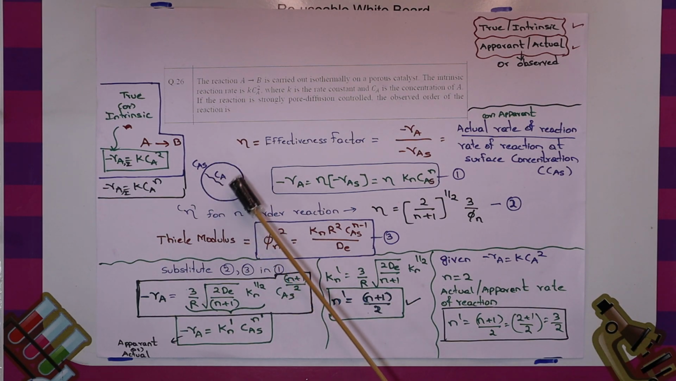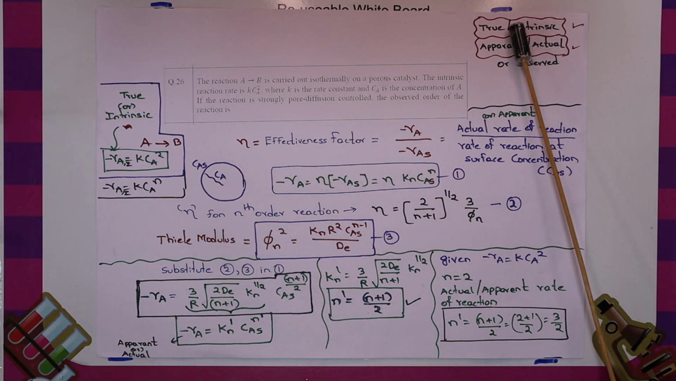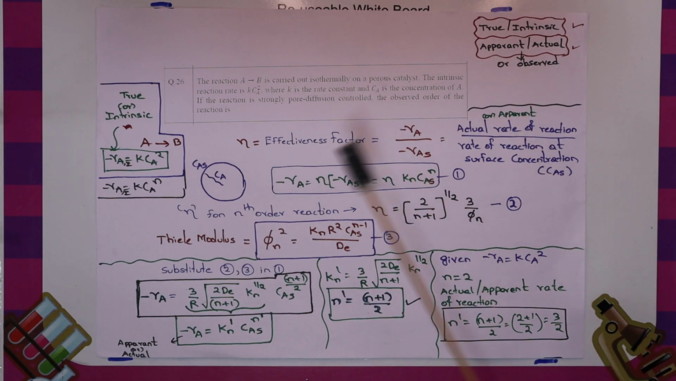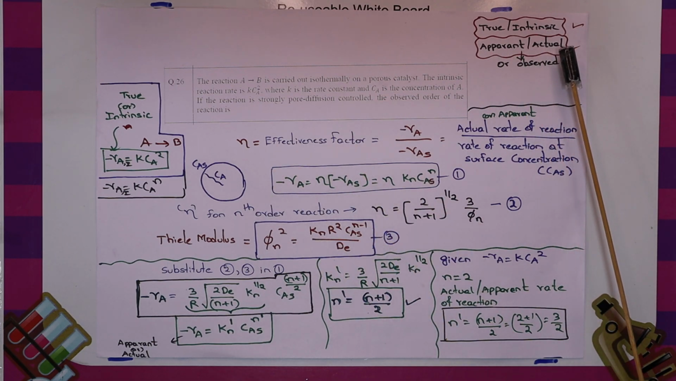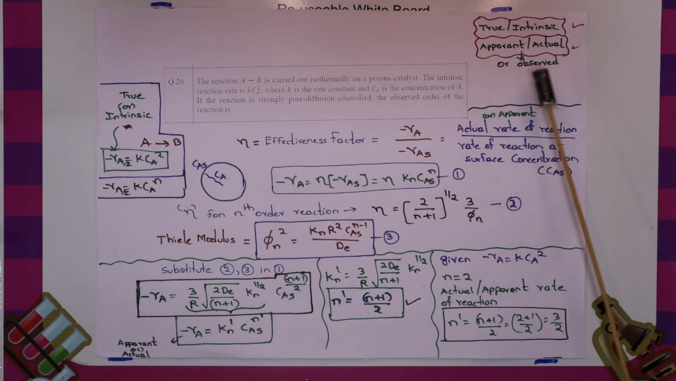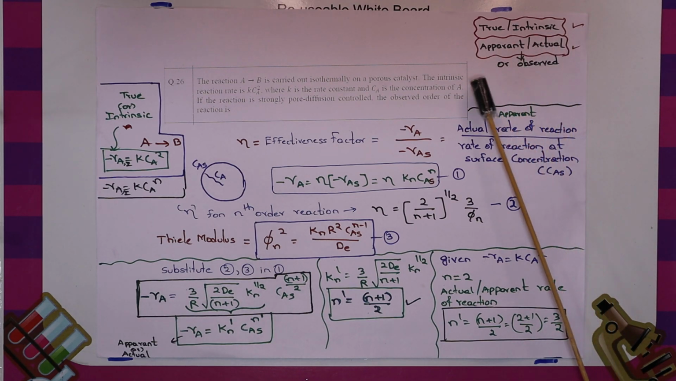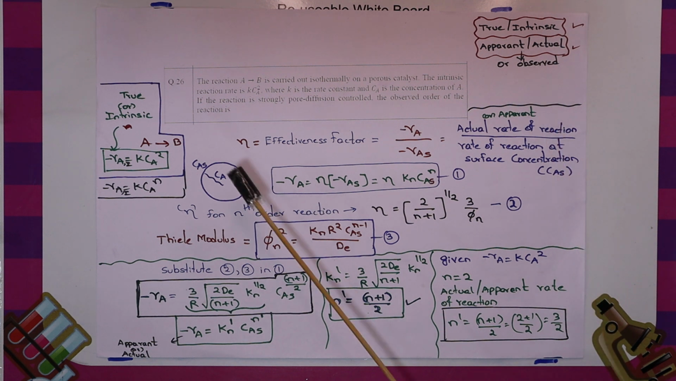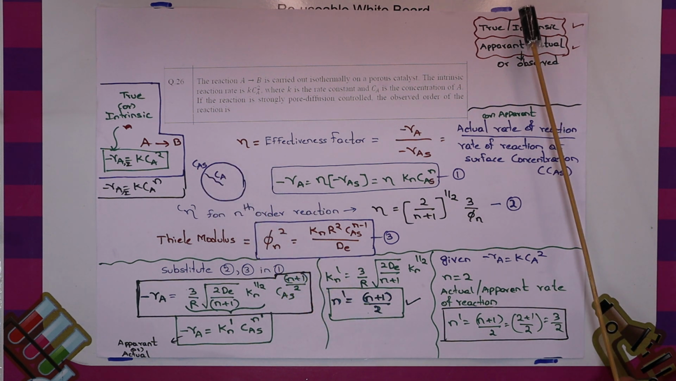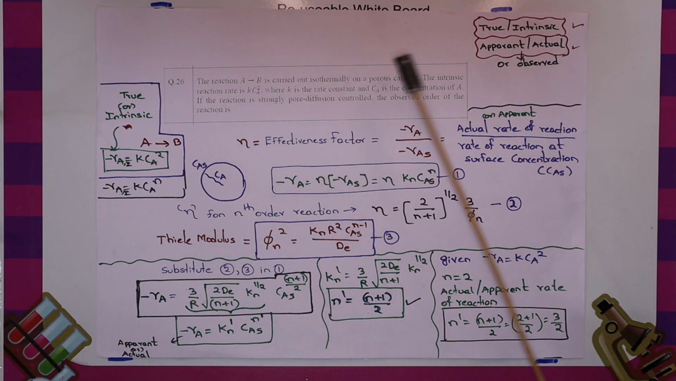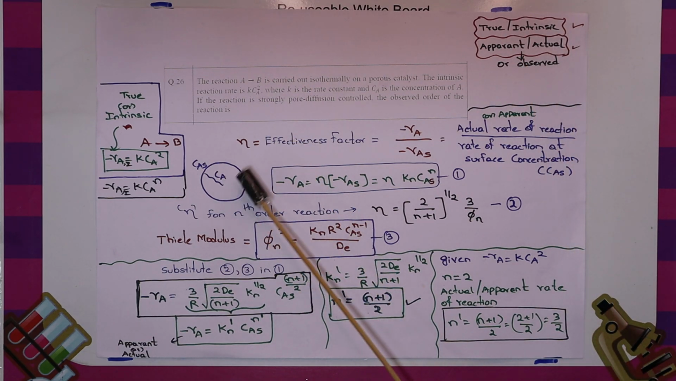Then the observed reaction as compared to the true reaction is different. That observed reaction is called the apparent or actual or observed rate. Wherever you see these terms, he is talking about the actual rate of reaction that is happening. The true rate is as per the reaction. The observed rate is what is happening, including the pore diffusion control aspects.